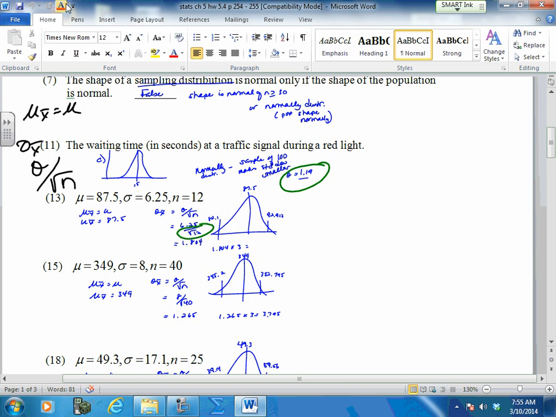Everybody okay with this? It was just a little exercise in plugging this into your formula. That is really the only difference that you will notice. Okay.